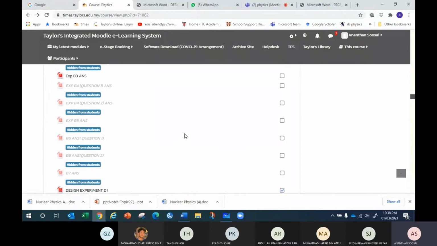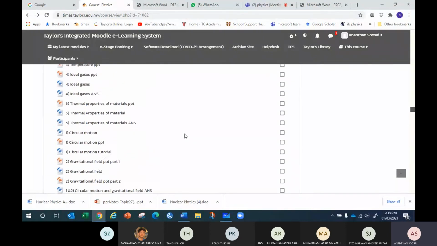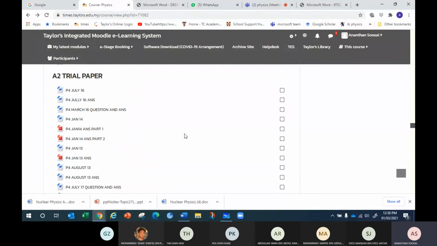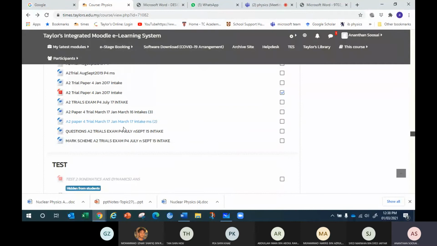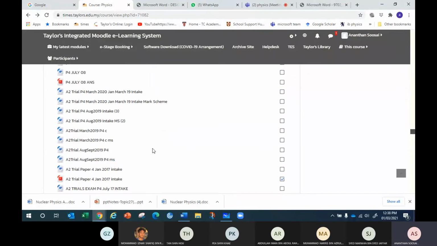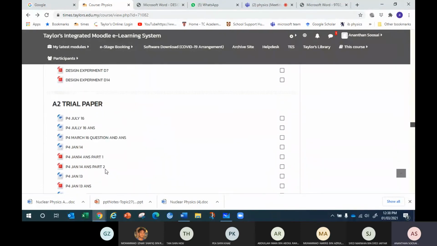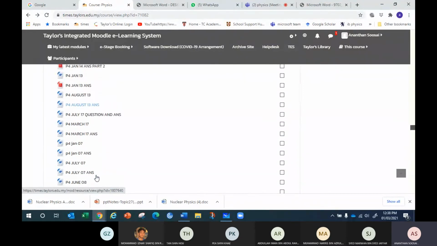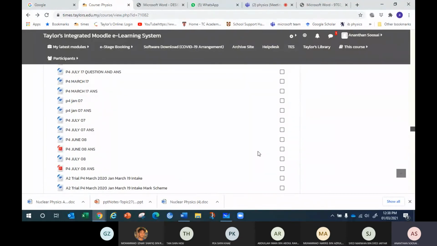Okay, another one thing. I added more papers under A2 trial papers. Under A2 trial papers, I added the recent ones at the bottom. The recent trial papers have been added, so more trial papers are available for you under A2 trial papers. Now we are almost, I can say, another 4 topics left. But I think you can do about 80% of paper 4 already. About 80%, 85% of paper 4 you can do now.